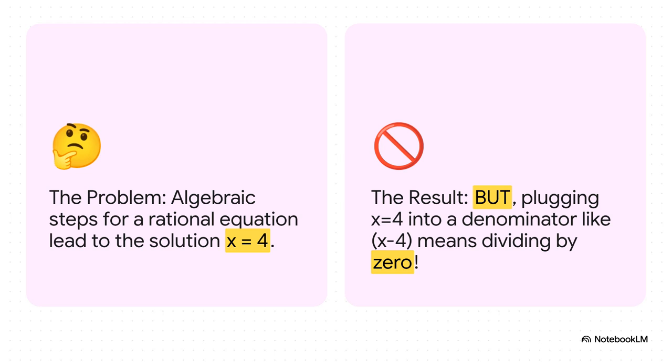Let's say you go through all the steps, you do beautiful work, and your final answer is x equals 4. You're ready to celebrate. But then you glance back at the original problem, and you see that one of the denominators was x minus 4. Uh-oh. If you plug your answer, 4, into that denominator, you get 4 minus 4, which is 0. You just tried to divide by 0. That means even though all your algebra was perfect, x equals 4 is not a real solution. It's a phantom. It's extraneous.